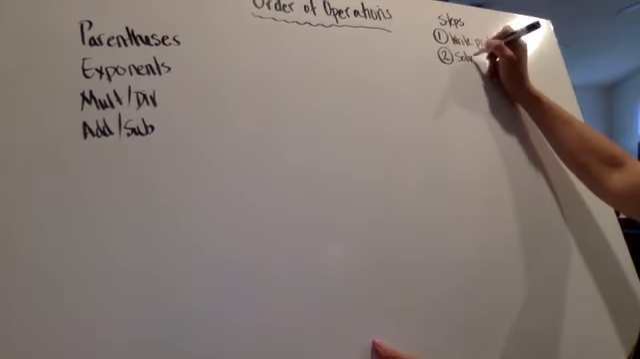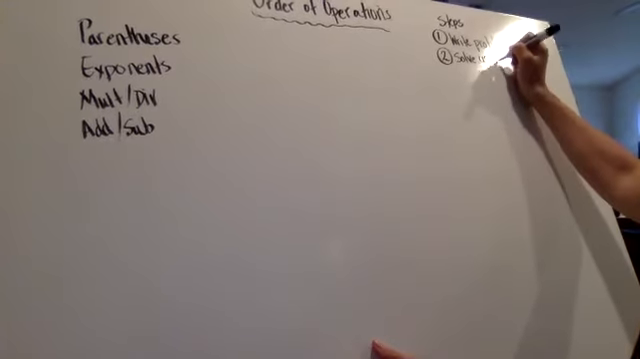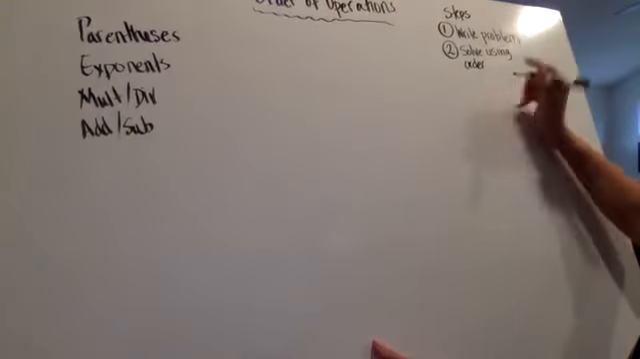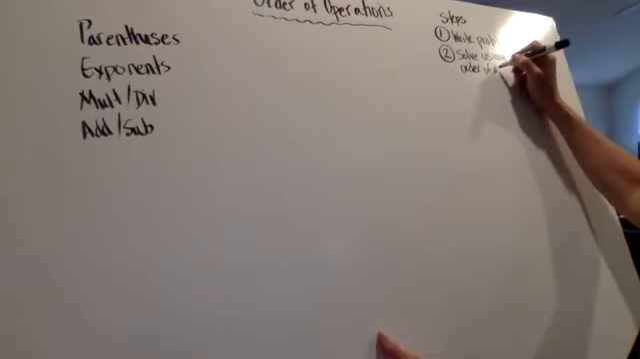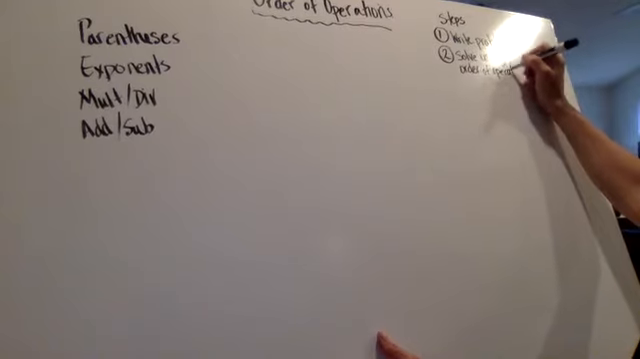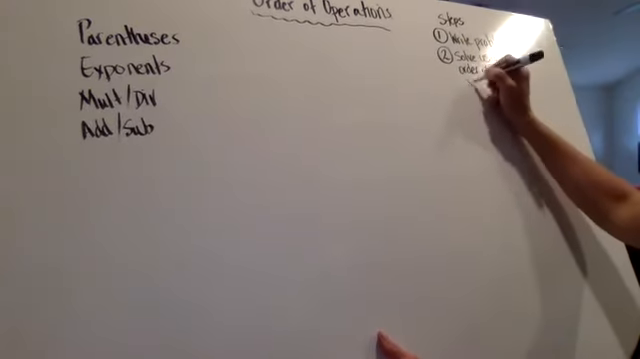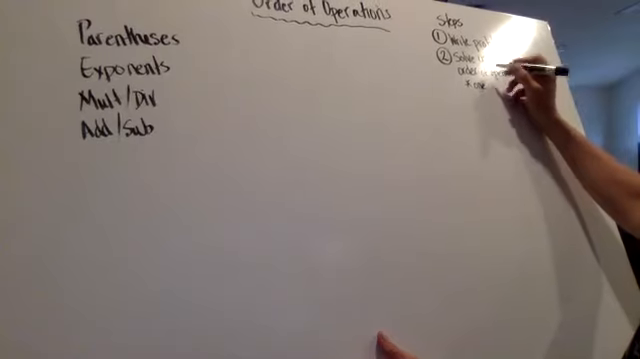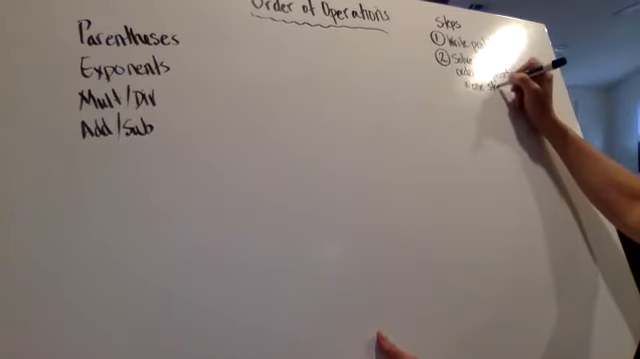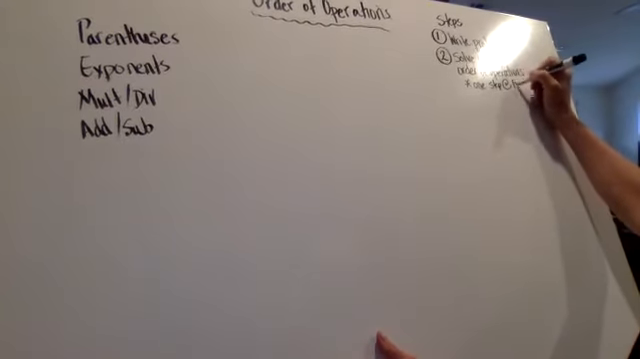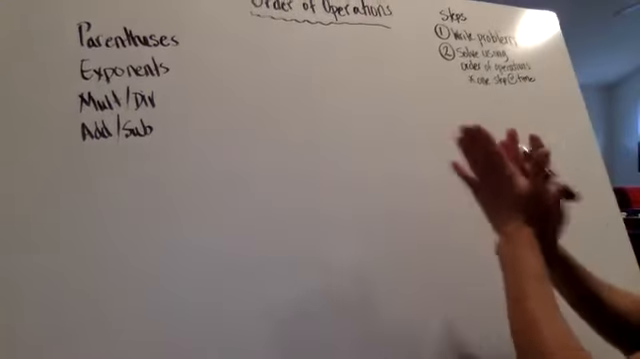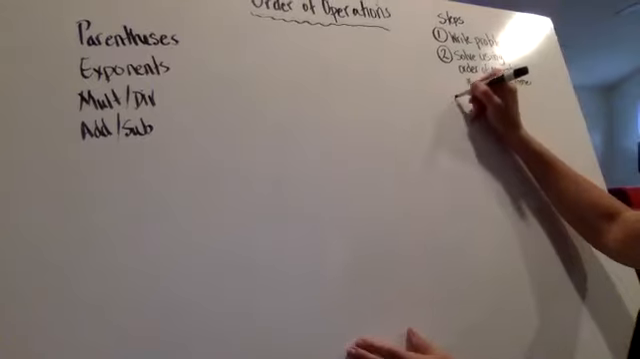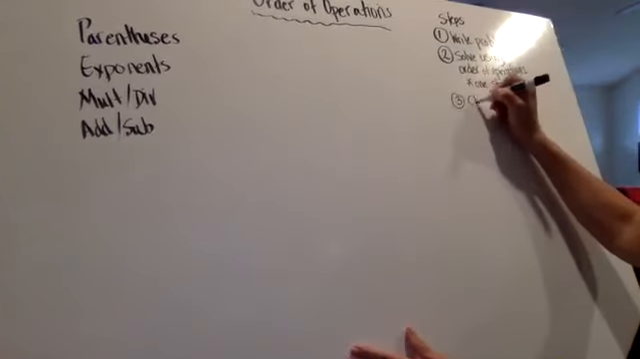solve using the order of operations. Remember, order sets the priority. It tells you what gets done first. Solve using the order of operations, and I'm going to say one step at a time. Just do one thing at a time. Just do one parentheses or one exponent for the best, and then check your work.